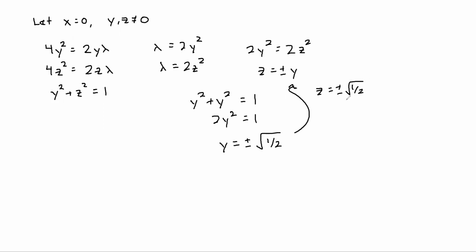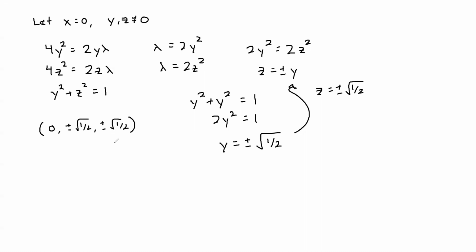And again, it's going to be all the possible combinations, because y could be positive root 1/2, and then z would be plus or minus. Y could be negative, and then z could be plus or minus. So you need all the possible combinations. So what did we end up with for points here? We ended up with 0, plus or minus square root of 1/2, plus or minus square root of 1/2. Now, that's all assuming x is 0. If x is 0, you've got these two for the other two.